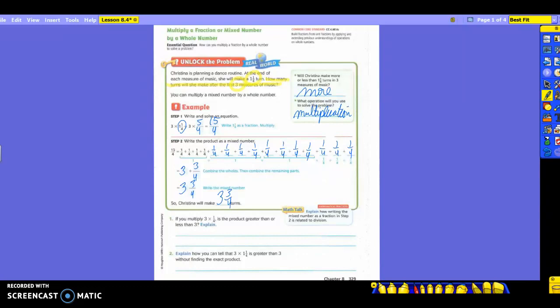Greater than. If you multiply 3 times the 1/4, not 1 1/4, 1/4. We added what? Or multiplied 1 1/4. So if you multiply 3 times just 1/4, is the product greater than or less than 3? Aha, less than. And how can we tell that? What are we going to do to give an explanation?